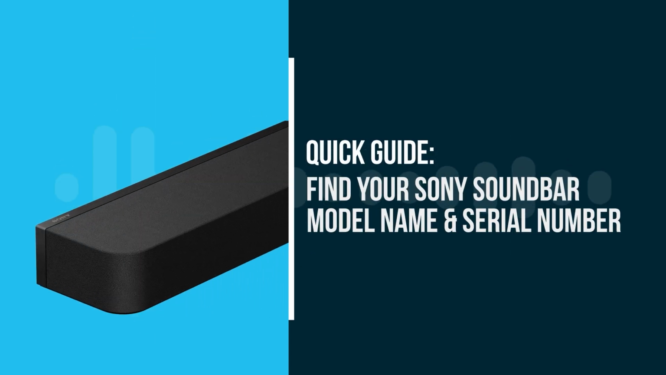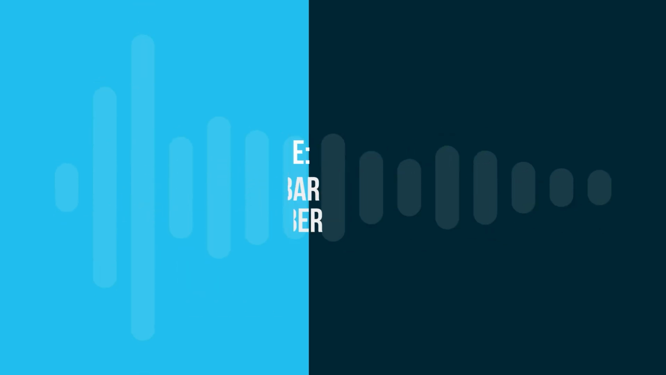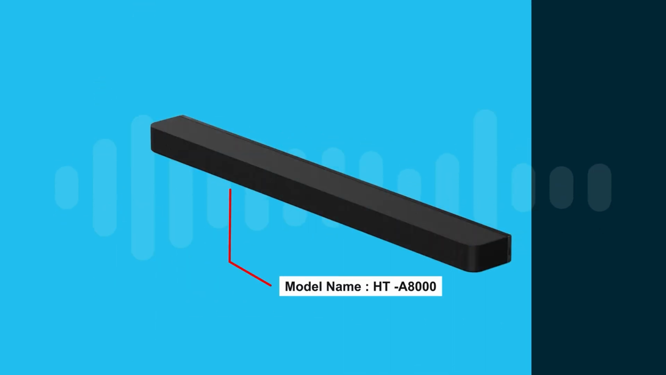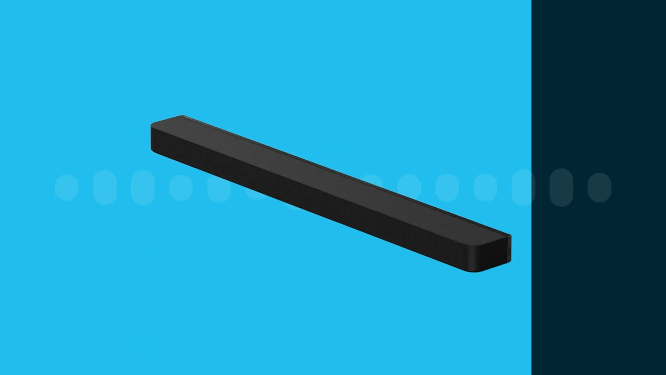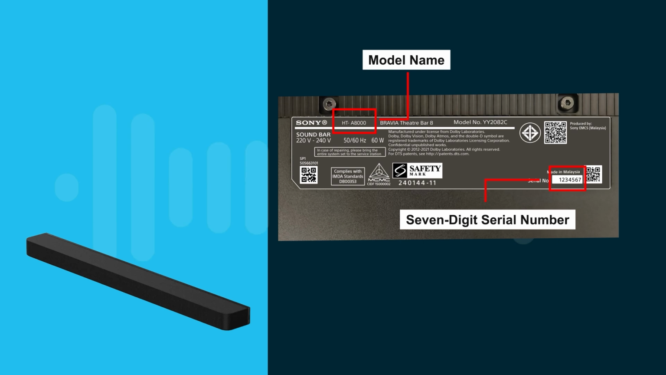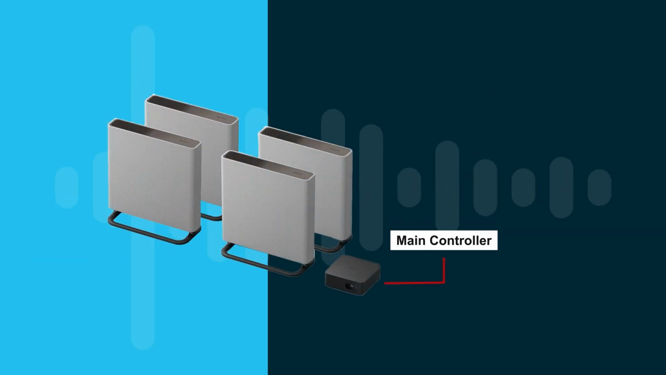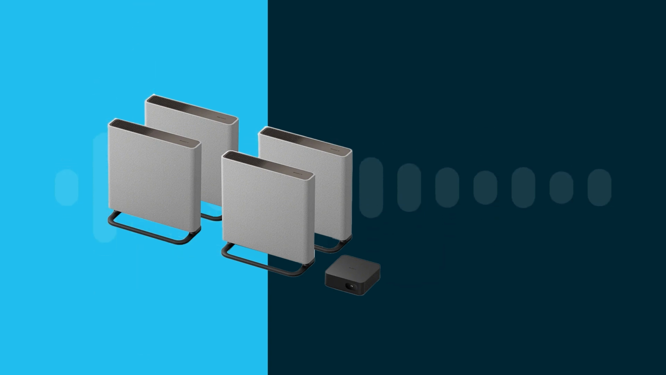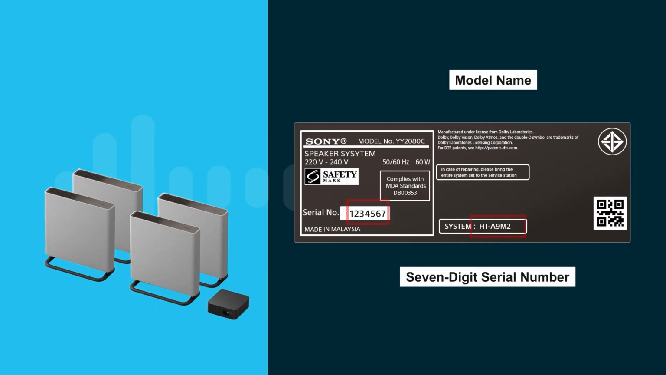Quick guide: find your Sony soundbar model name and serial number. Model names for Sony soundbars usually start with HT. The model name and 7-digit serial number can be found at the bottom or back of the unit. For models with a main controller unit, such as HTA9M2, the model name and 7-digit serial number can be found at the main control unit.